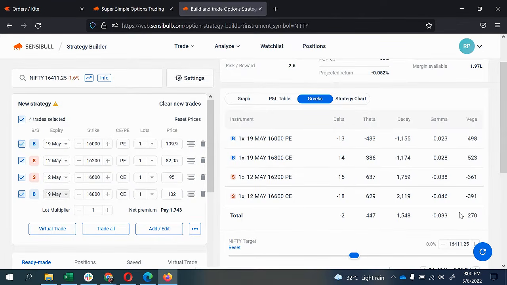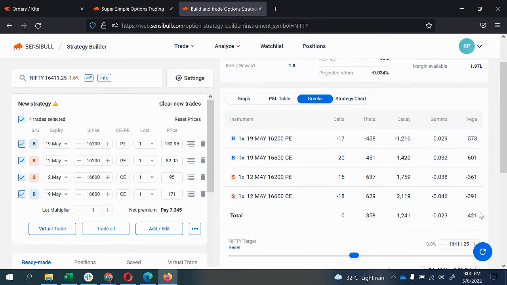What is vega positive? Vega positive means we need the rising VIX, not the falling VIX. And we talk about the classic calendar, so let's make it a classic calendar. I add a 16,200, I will make it 16,200. I'll match the strikes, this is for the classic calendar. Even I'll make this one at 16,600.